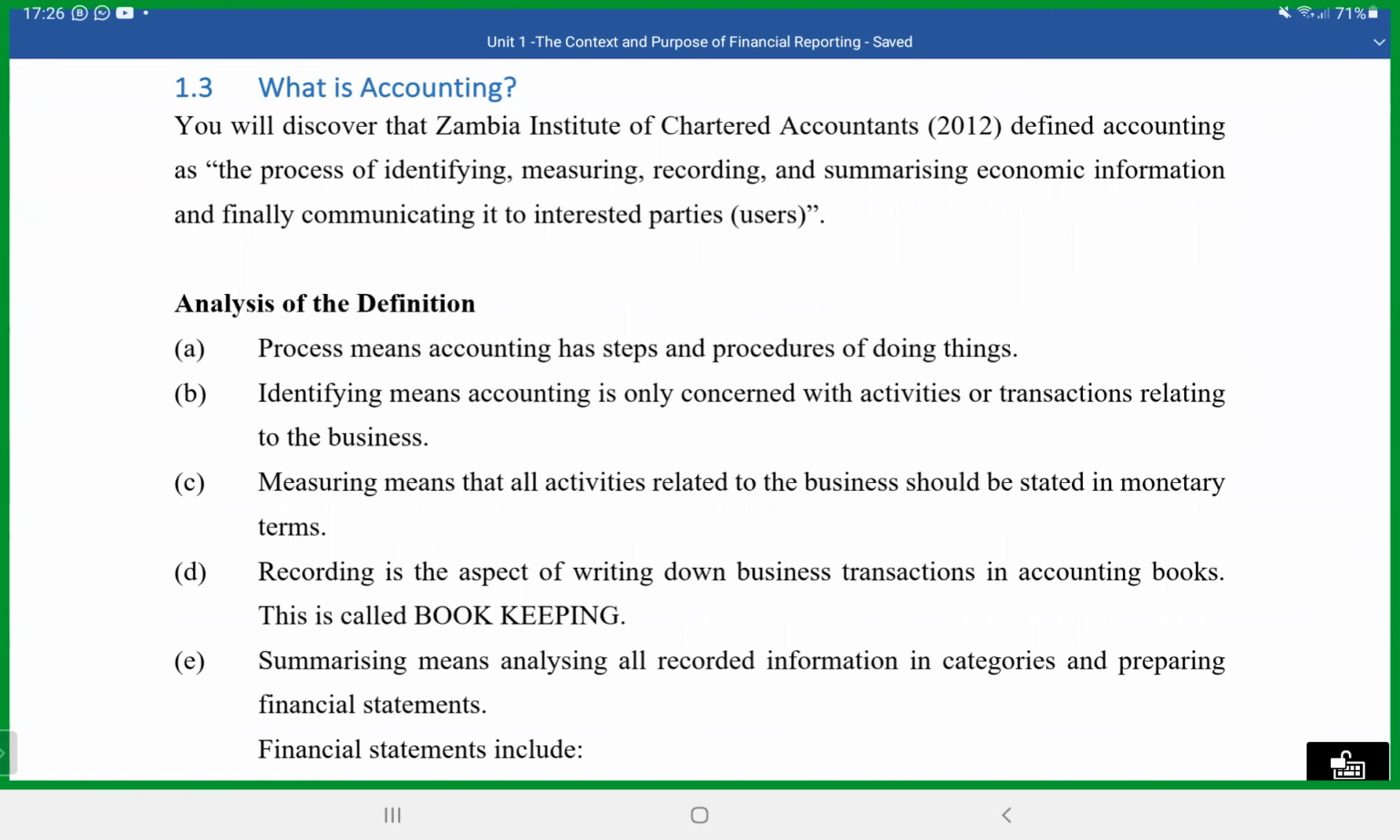If that is okay, then we are good to go and we can move to point number C. Another point of analysis of the definition is that accounting involves measuring. Now, this means that all activities related to the business should be stated in monetary terms. Measuring simply means that all activities that relate to the business have to be stated in monetary terms. So in accounting, whenever we are recording all the transactions, or maybe when we are valuing all our assets, the value of those assets is expressed in monetary terms.